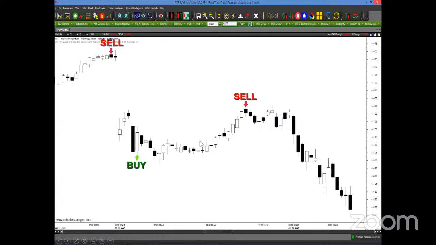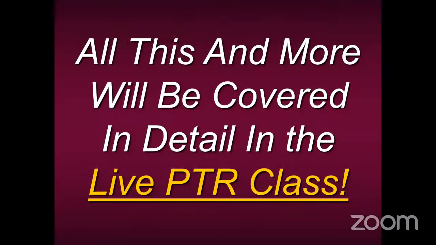Well, the filter we'll be teaching you in the class actually kept you out of that. You would not have been in the buy signal at all, and you would have saved yourself tying up money. You only would have been short or figuring out the sell side and done very well on that 10-minute chart of Microsoft. So all this and more, much more, will be covered in detail in the live PTR class.